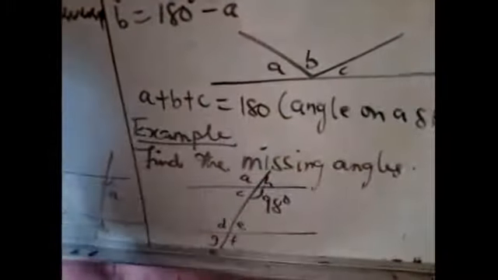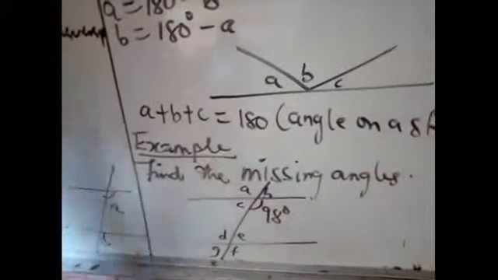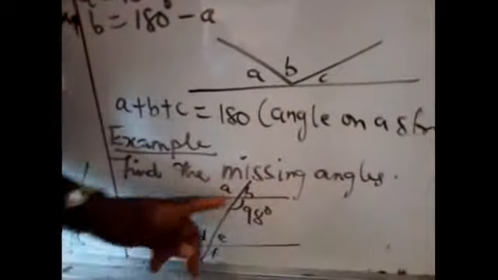Find the missing angles. We are given only one angle here, which is 98 degrees. The other ones are lettered A to F, G.